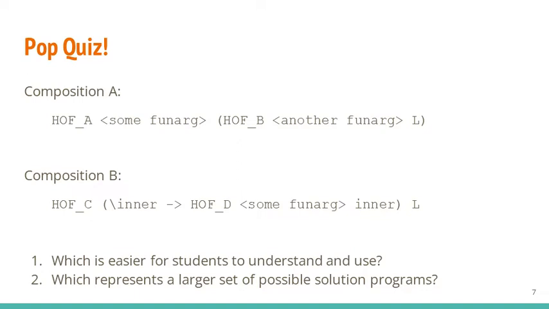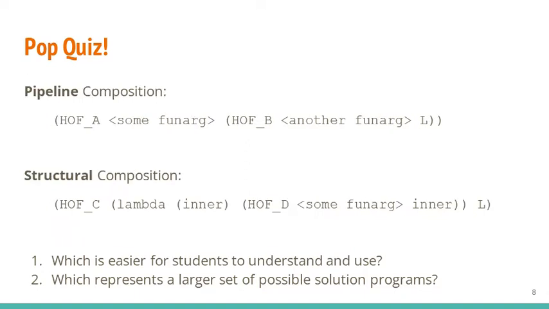Before we go further, I'm going to give these different kinds of composition names. I will call composition A pipeline and composition B structural. Let's take a look at why, starting with structural.